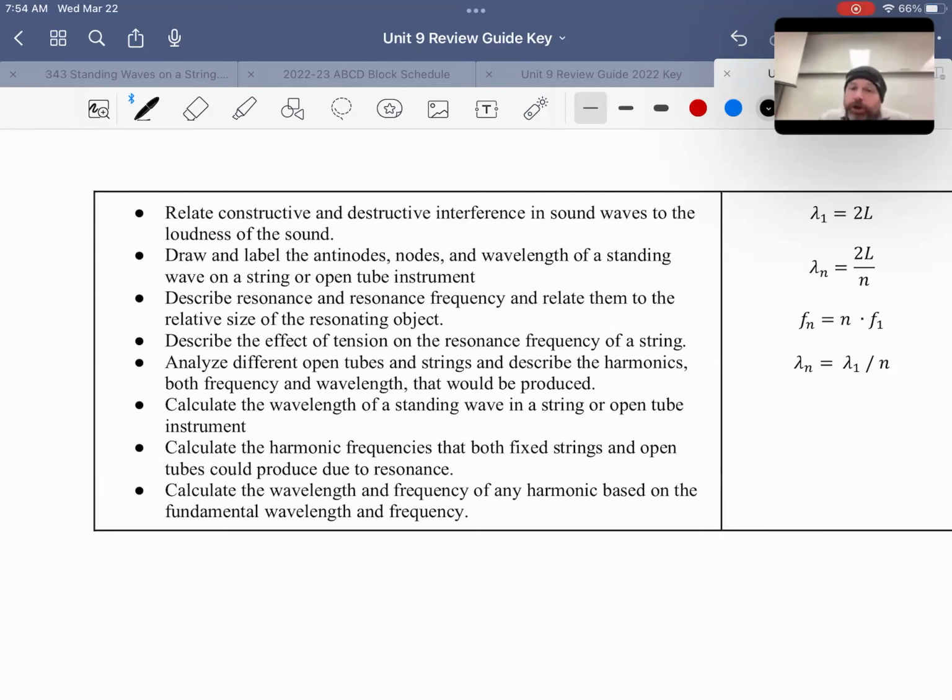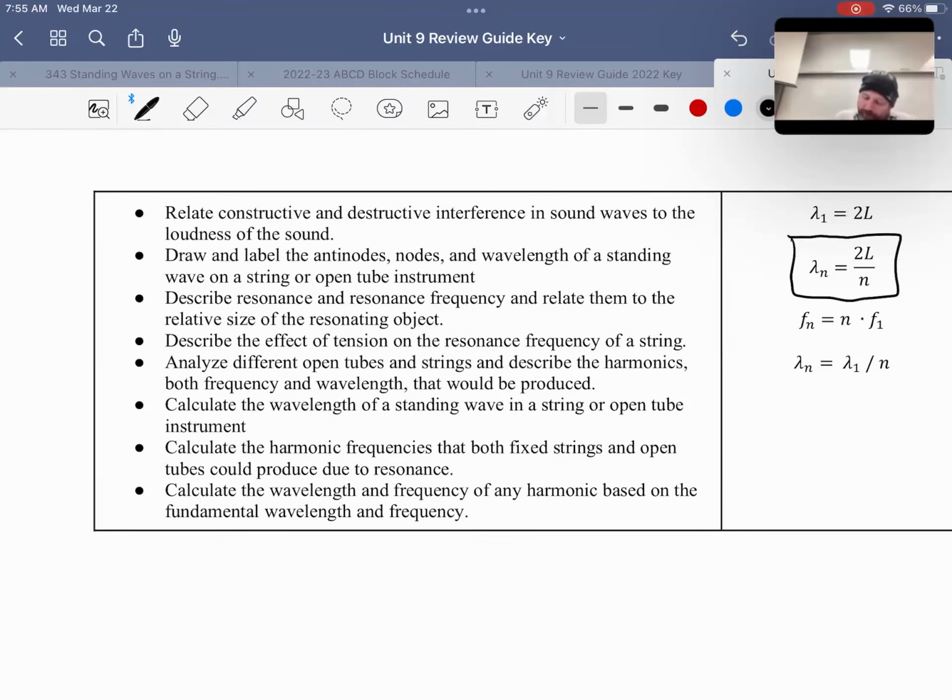Now, resonance on a string and resonance within a tube. And that's the next time we have some mathematical equations there. Key equations here are the wavelength for any given harmonic. That's true for both a string and an open tube. So n is the number of harmonic, 2 times the length of whatever it is divided by that harmonic.